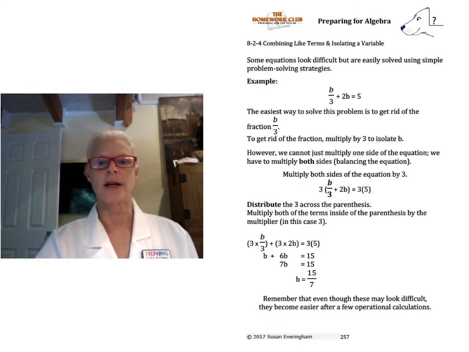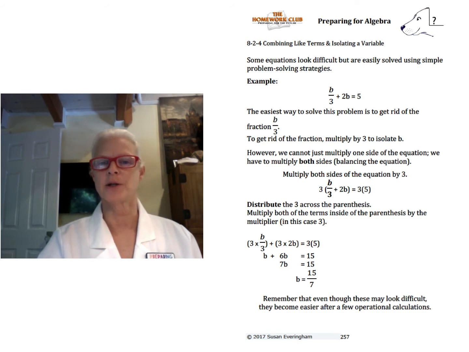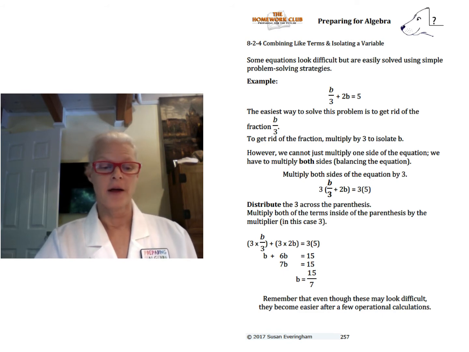Page 257 and page 258, combining like terms and isolating a variable. The example: b divided by 3 plus 2b equals 5.